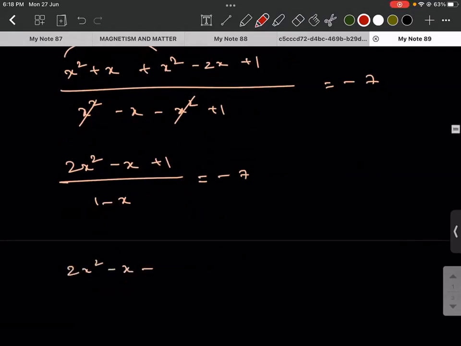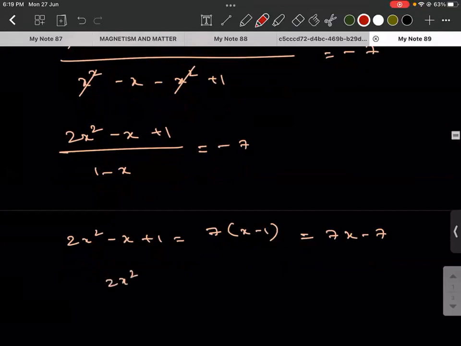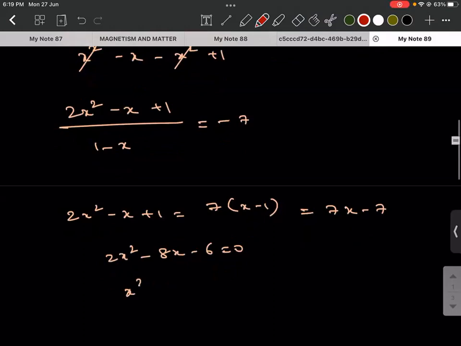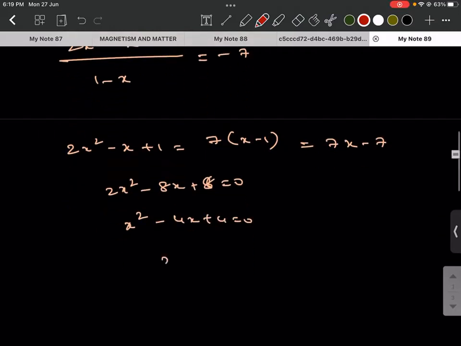So 2x square minus 2x plus 1 is equal to 7 into x minus 1, that is 7x minus 7. So 2x square minus 8x plus 8 is equal to 0. So x square minus 4x plus 4 is equal to 0. So how much will you get? x minus 2 the whole square is 0, which implies x is equal to 2. Is there an option?